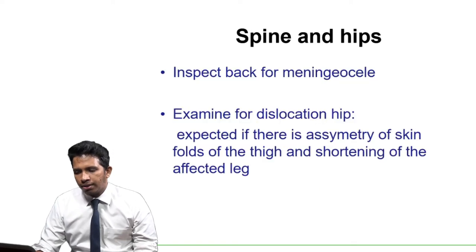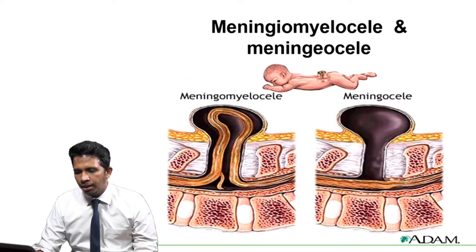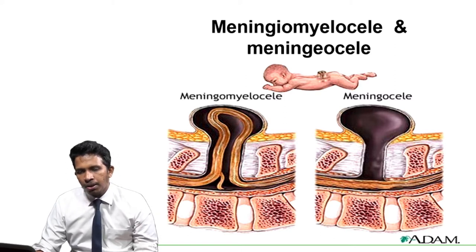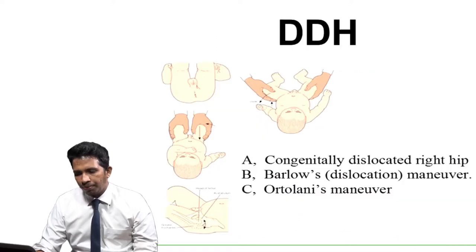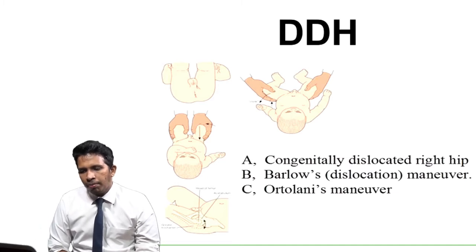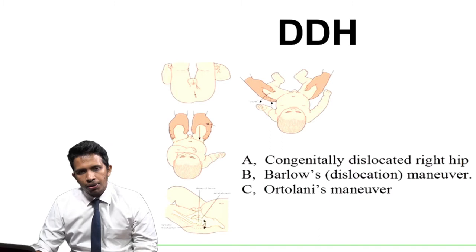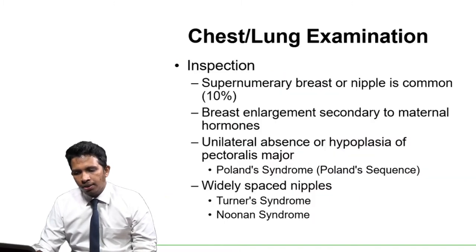So this is a picture of a meningomyelocele and meningocele. A meningomyelocele has the meninges of the spinal cord together with the neural bundle of the spinal cord, whereas in a meningocele just the meninges pop out, which is completely fine. Then we have developmental dysplasia of the hips, where the hips get dislocated. There are two tests that we do to see if these children are normal or not, which are Barlow's test and Ortolani's maneuver, to see if the child's hips get dislocated or not.